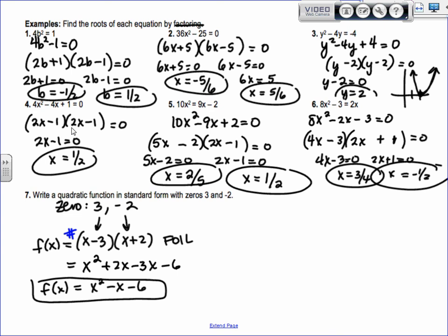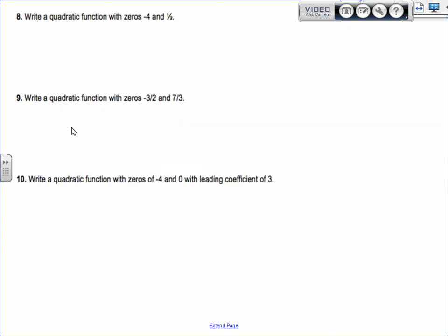All right, so next page. It says write a quadratic function with zeros of -4 and 1/2. So if I have a 0 of -4, that means I need x plus 4. If I have 1/2, I'm going to go ahead and write it as x minus 1/2 right now. That has a 0 of 1/2, right? See, if I plug 1/2 in, I get 0.